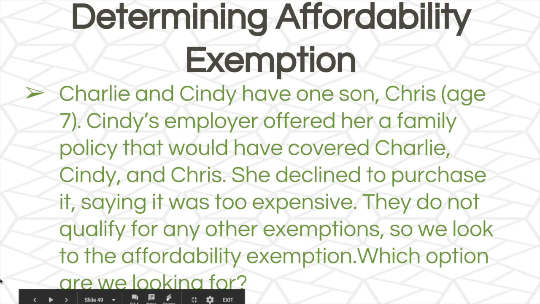Okay, so we have Charlie and Cindy, and they have one son, Chris, who's 7. Cindy's employer offered her a family policy that would have covered Charlie, Cindy, and Chris. She declined to purchase it, saying it was too expensive. They do not qualify for any other exemptions, so we look to the affordability. Which option are we looking for? Remember, we're asking the question for each person individually.